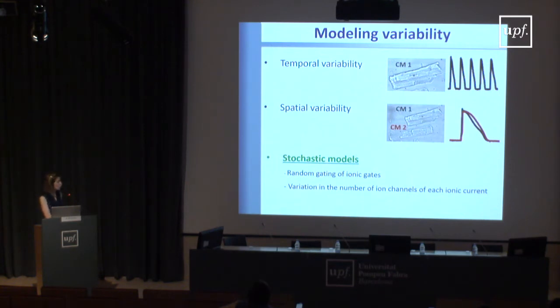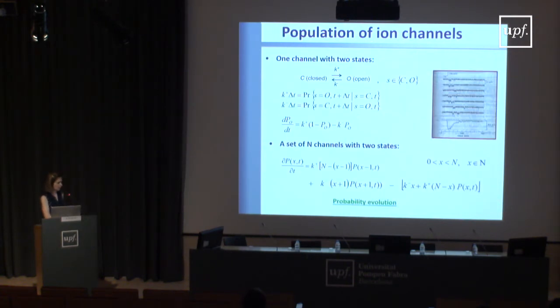So basically, we consider the random gating of the ionic gates, which is experimentally well known, and produces fluctuations in the currents, and this leads to differences in the action potentials from one beat to the next. And also we consider that different cells may have different proportions of ion channels of each specific ionic current. So we incorporate that in the models as well.